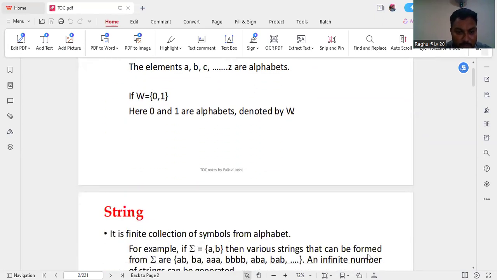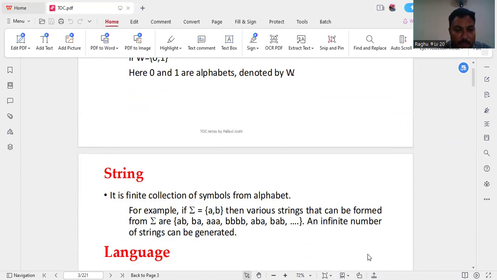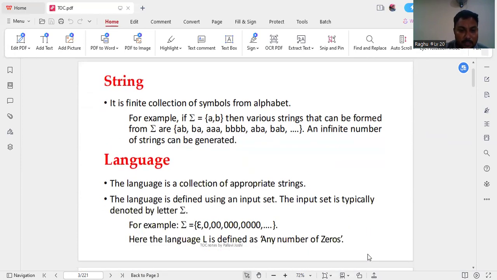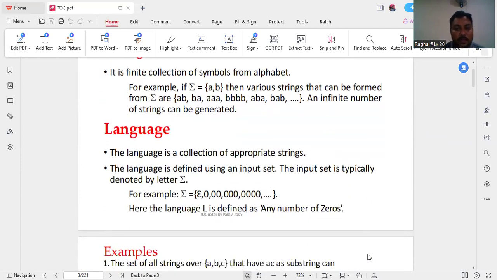And then coming to strings. A string is a finite collection of symbols from an alphabet. For example, if sigma equals a comma b, then various strings that can be formed with sigma are ab, ba, aaa, abb. It means it is a combination of a's and b's over the alphabet a comma b. And then a language is a collection of appropriate strings.